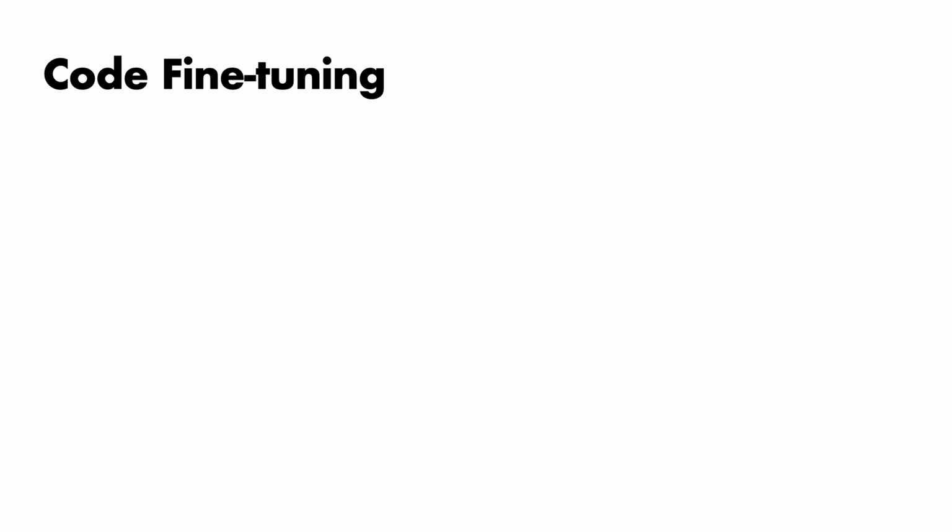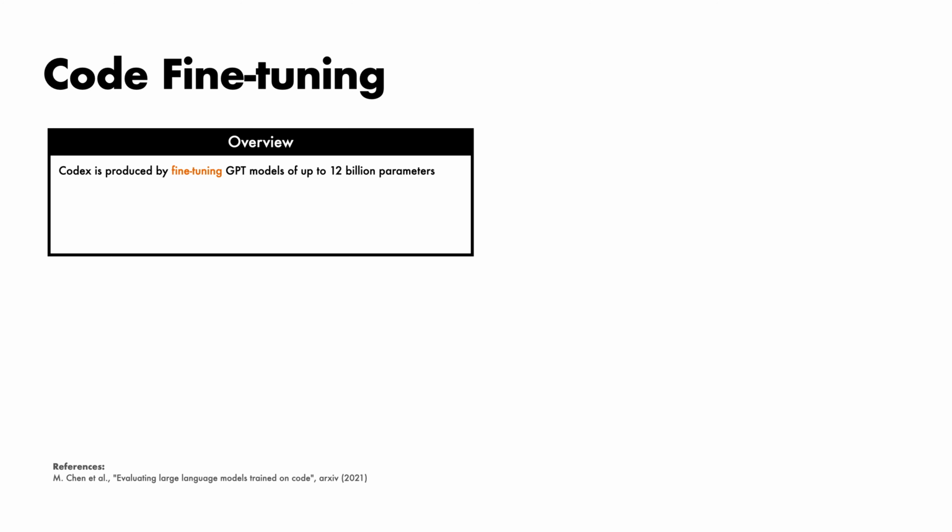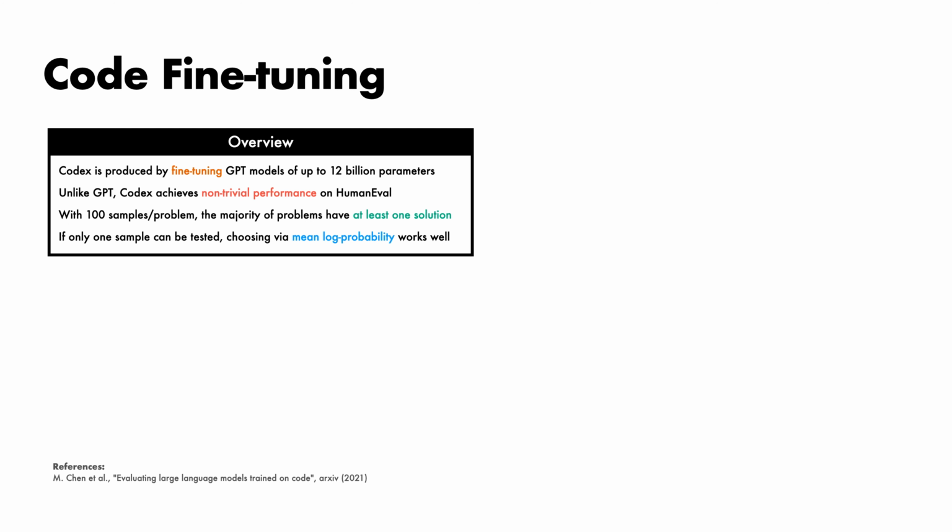The Codex family of models are produced by fine-tuning GPT models with up to 12 billion parameters. It is found that, unlike GPT, Codex demonstrates non-trivial performance on the HumanEval benchmark. If Codex is allowed to submit 100 solutions per problem by repeated sampling, then for the majority of problems it will produce a working solution that passes the unit tests. If, on the other hand, only one sample can be tested, then generating multiple samples and selecting the one with highest mean log probability works well and brings significant gains over random selection.